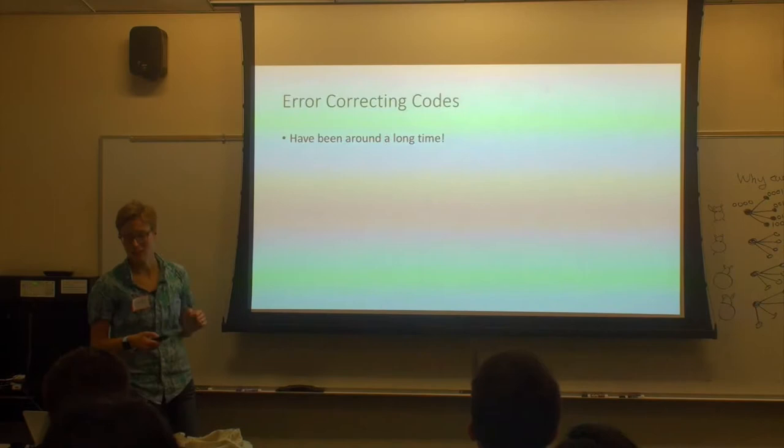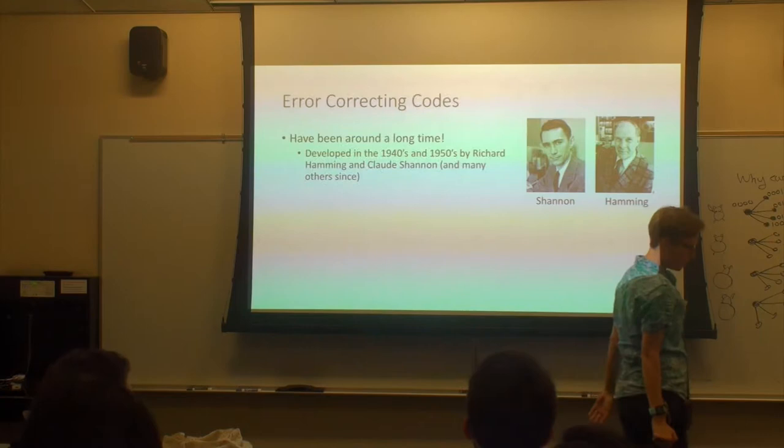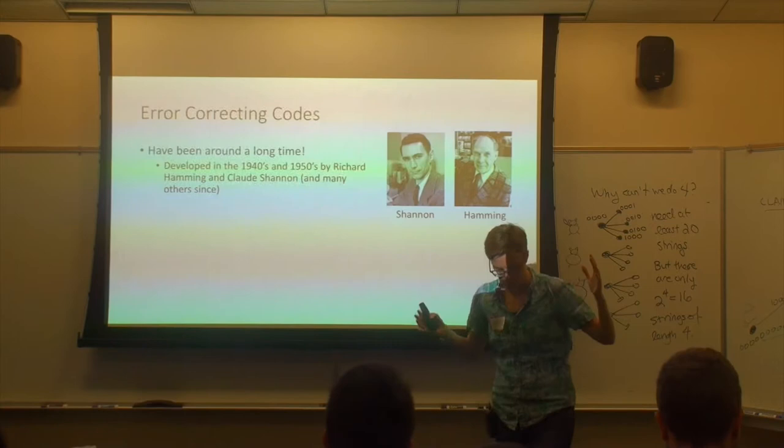Okay, so error correcting codes have been around a really long time. They were developed in the 40s and 50s by Hamming and Shannon. You might have heard of Shannon so far in this class, or we'll hear a lot about Shannon in this class. The story is that these guys were working at Bell Labs at the time. The story is that Hamming was working on trying to do some sort of computation with some old school punch card reader.